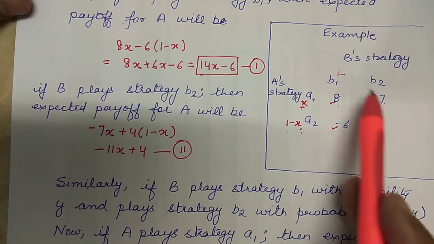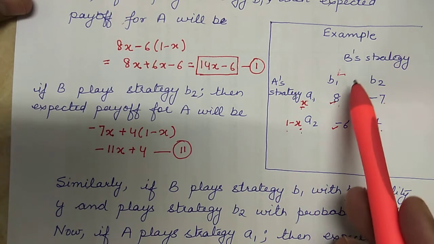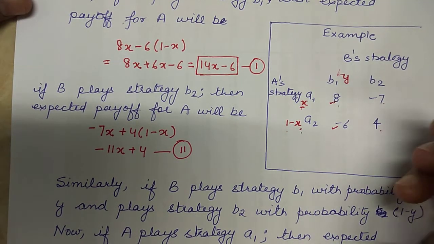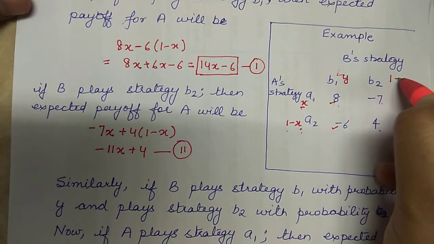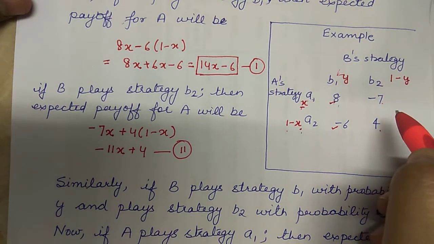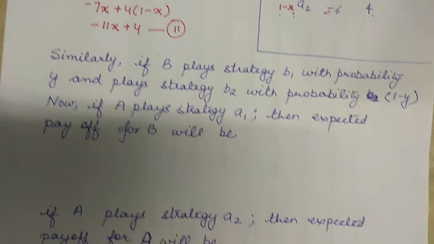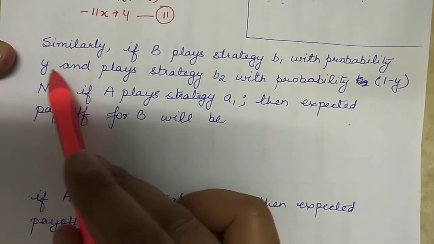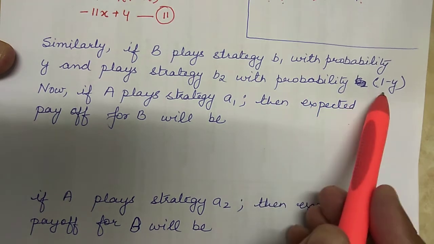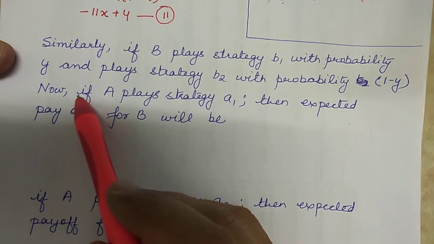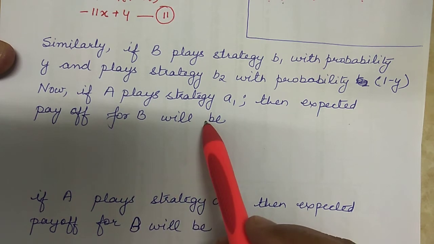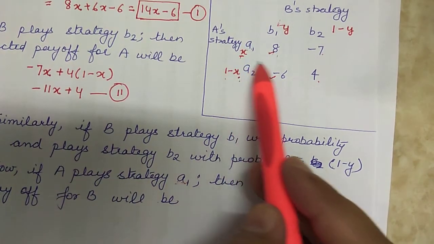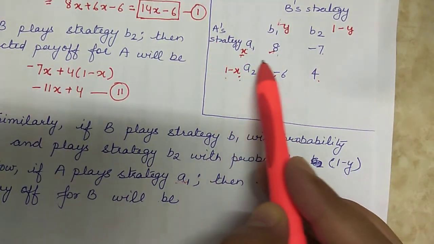Now we have calculated this for A. Similarly, we will calculate for B. B chooses strategy B1 with probability y, and B2 with probability 1 minus y. We will find the total payoff similarly, as I have written. Similarly, if B plays strategy B1 with probability y and strategy B2 with probability 1 minus y, what will be the total payoff for B if A chooses A1?